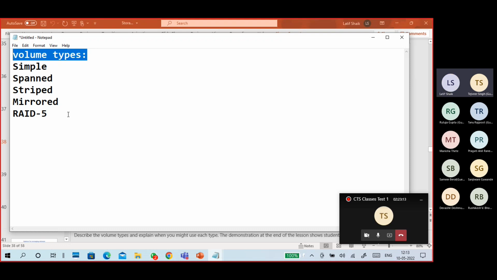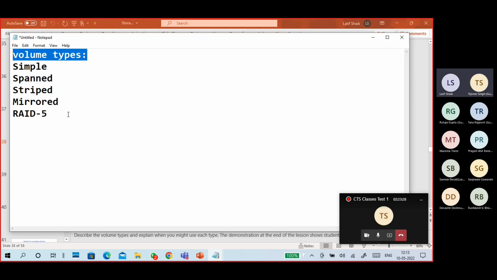exFAT is another one. FAT has a limited size of 32 GB, but exFAT supports more than 32 GB, usually for your memory cards, pen drives, SD cards, okay?